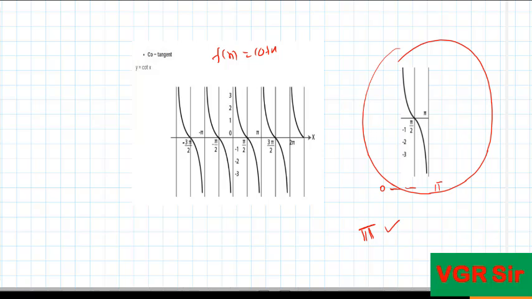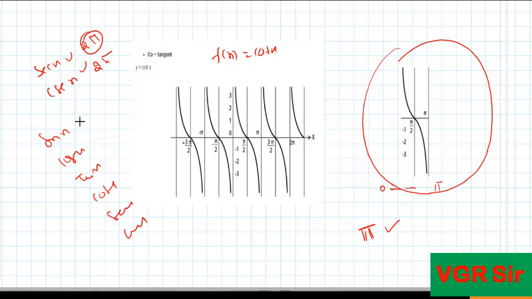Okay students, similarly we can say that secant function and cosecant function are also periodic functions. Cosecant function period is 2 pi, and secant function period is 2 pi. So I will write: sin, cos, tan, cot, secant and cosecant functions are periodic functions. The period of sin function is 2 pi, cos function 2 pi, tan function pi, cot function pi, cosecant function 2 pi, and secant function also 2 pi.